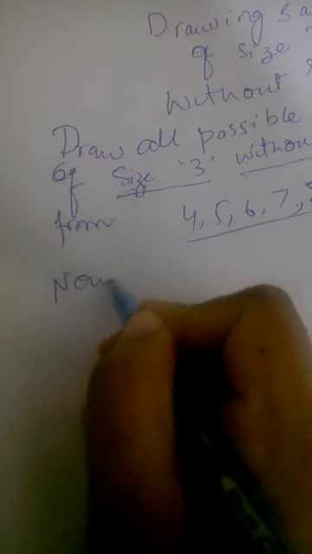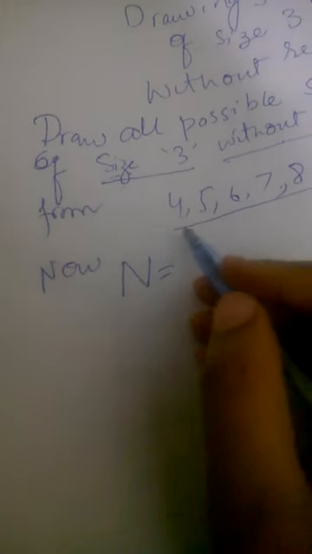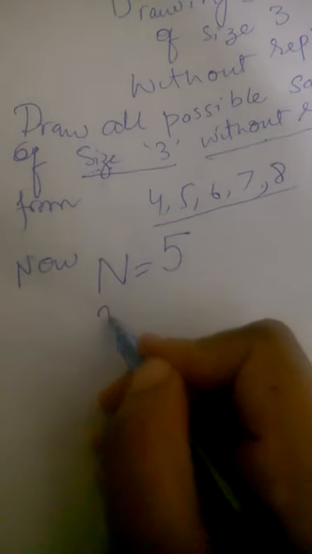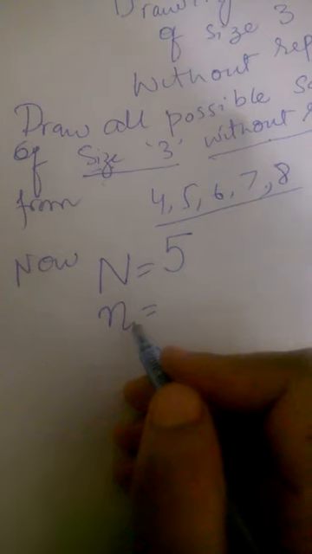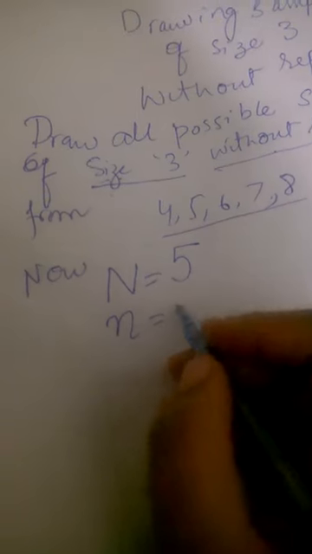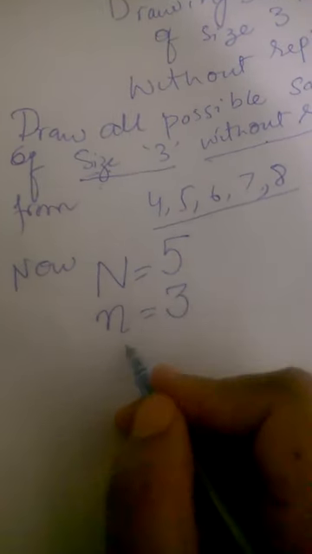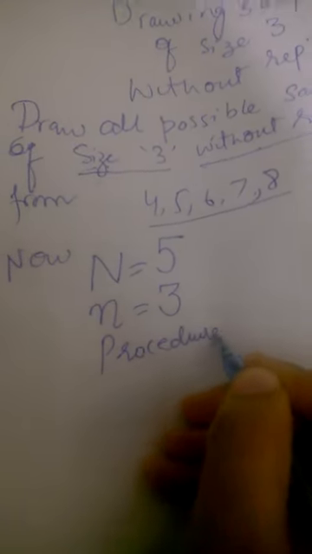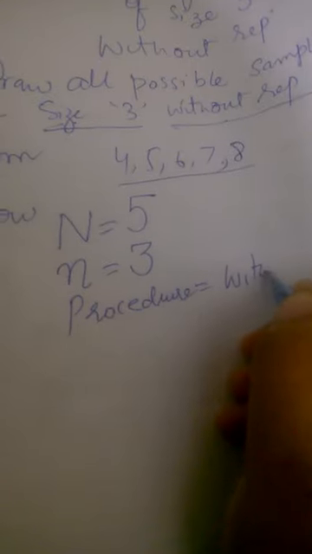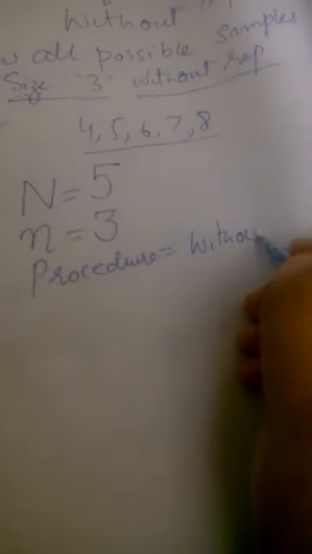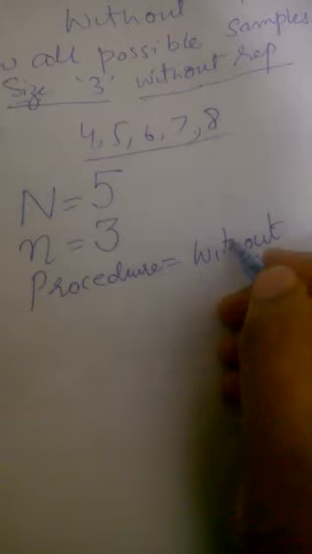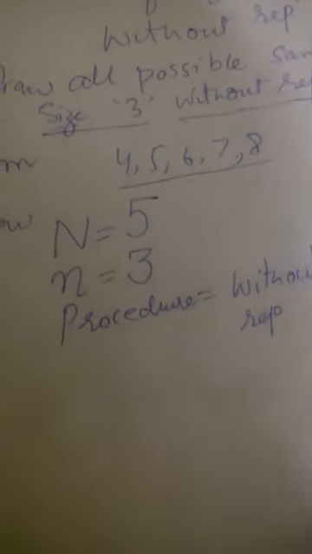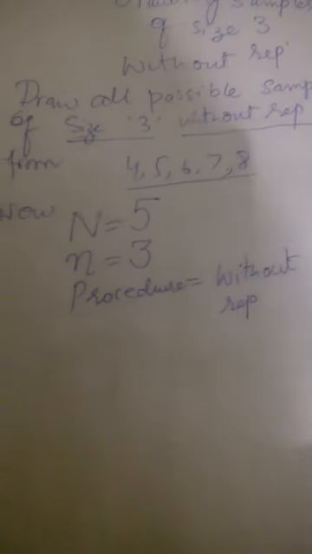Now, population elements, there are 5 elements of the population, so capital N is equal to 5. Small n is the sample size, which is equal to 3, and the procedure for this is without replacement. As I have mentioned before, in the without replacement procedure there is no repetition, and you also must not select the backward elements.